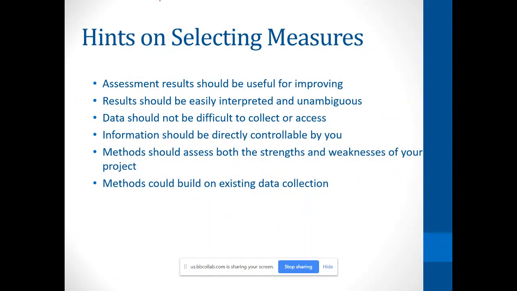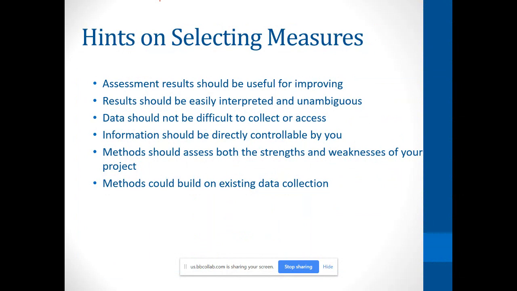I know we're getting close to time, but I just wanted to go over some quick hints for selecting your measures, and of course these slides will be available online after this session as well. So really the assessment results should be useful for you for improving, right?